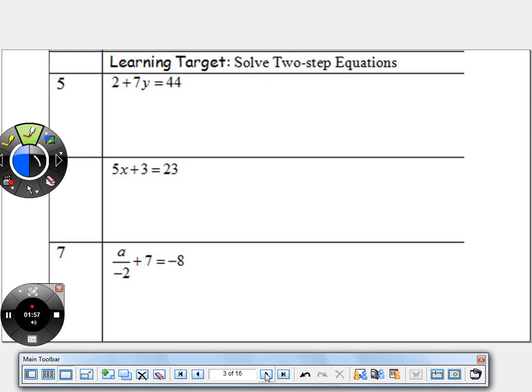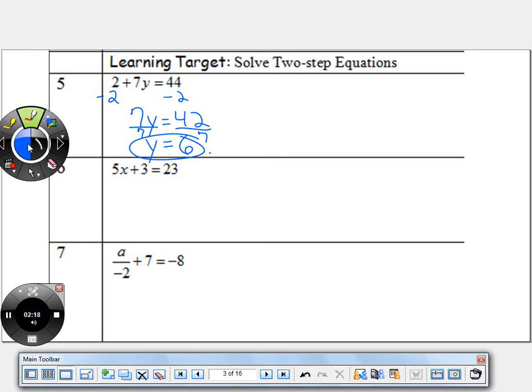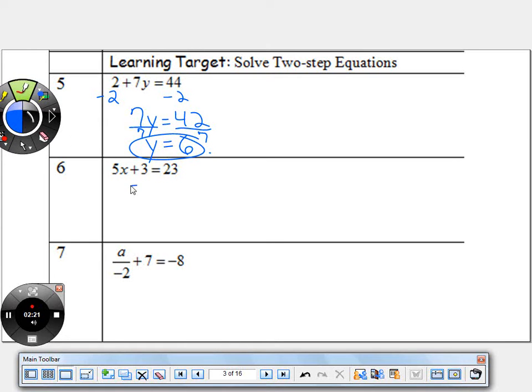Number 5, we want to get the y by itself, so you got to get rid of that 2. It's a positive 2, so we subtract 2 from each side. So 7y equals 42, so y equals 6. We got to divide both sides by 7. So we divide this side by 7, divide that by 7. That's how we get 6. Alright, number 6, we want to solve for x, so subtract 3. That cancels out. We get 5x equals 20, and then divide by 5. And so we get x equals 4.